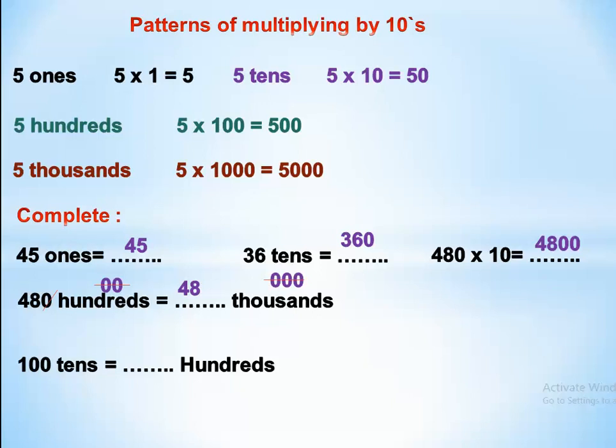100 tens equal how many hundreds? We know that tens has one zero, and hundreds how many zeros? Cross the two zeros from this side with two zeros from this side. The remainder is 10.